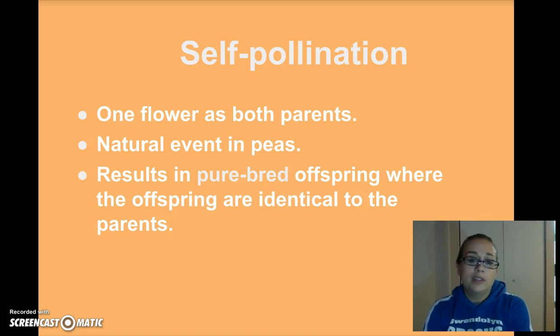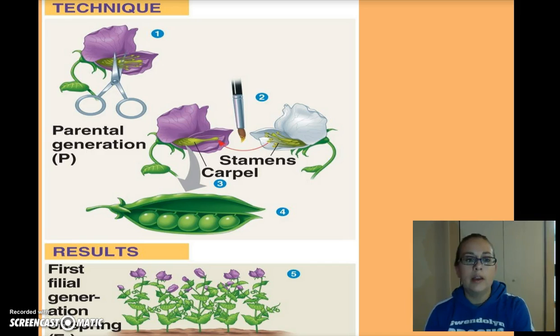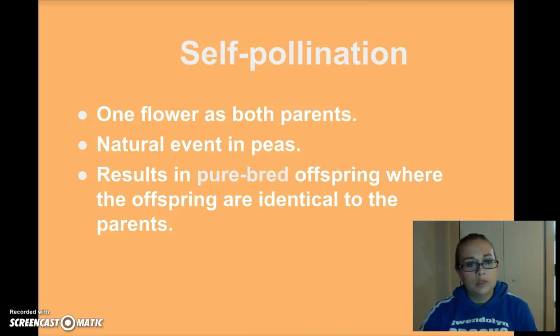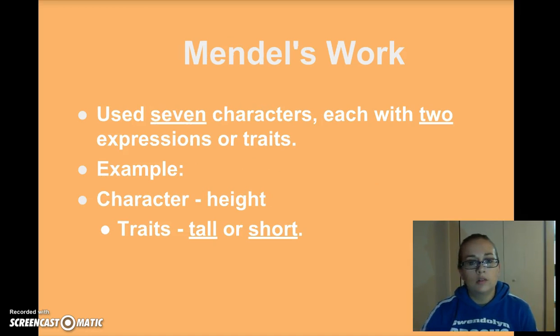That is the natural event in peas. So you could see from this last slide that he had to manipulate these flowers in order to get them to cross-pollinate. Typically peas will self-pollinate, and the results are that you get purebred offspring, where each of the offspring is going to be identical to the parent because it's one flower as both parents, and so those offspring are getting the same genes that were in the parent. So they're going to look exactly alike.